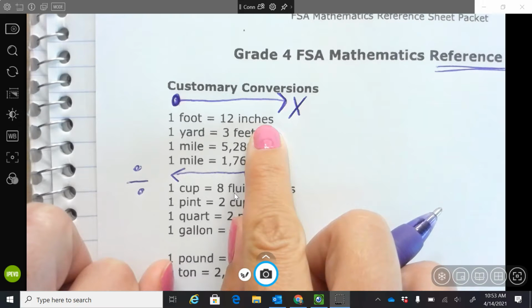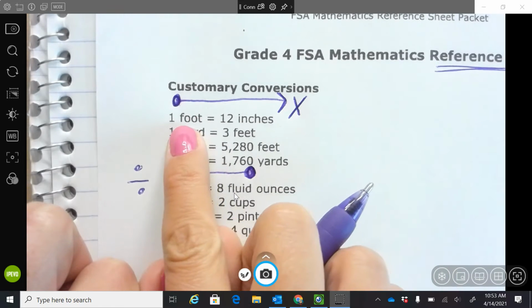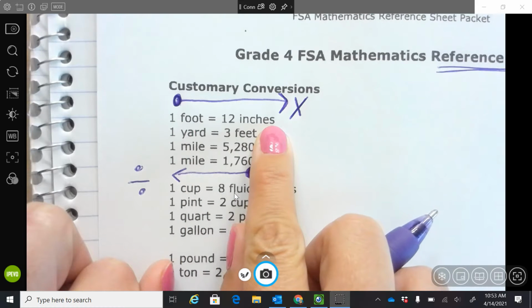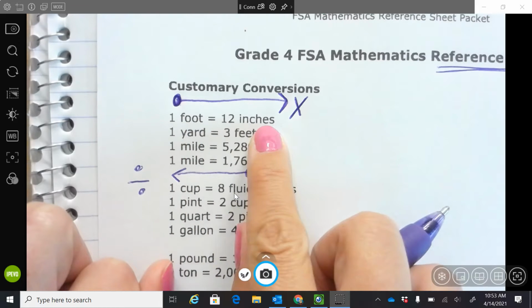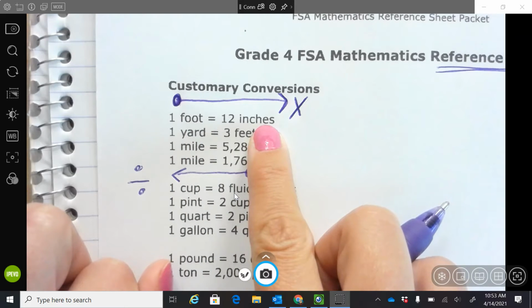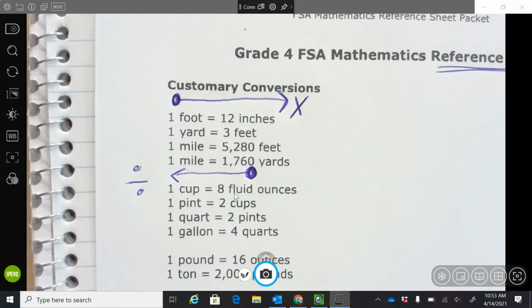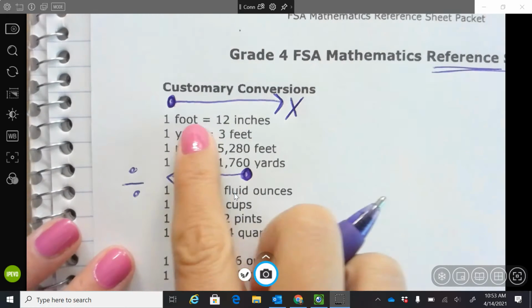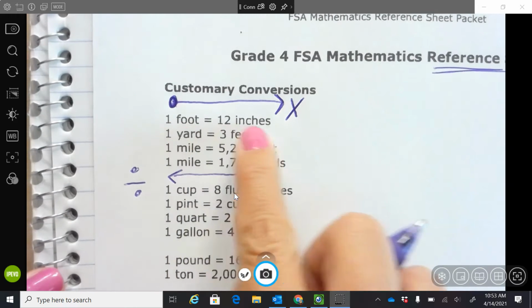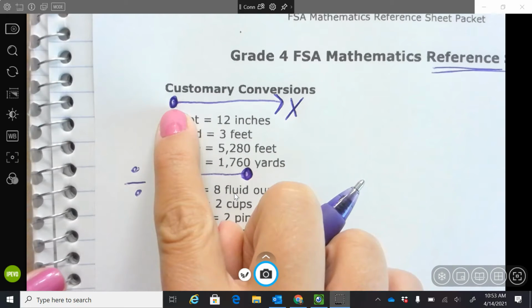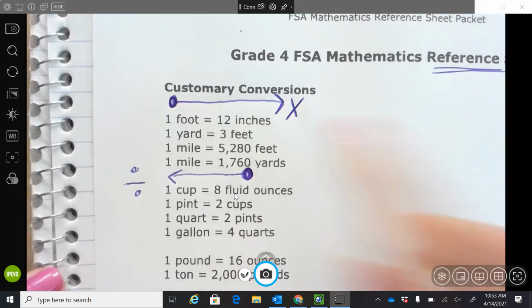Are we going to multiply or divide? We're going from feet to inches. We're starting here, and we're going this way. Multiply. Okay? You're going from feet, which is bigger, to inches, which is smaller. You're going to multiply. And if you look here, you're starting at feet and you're going to inches. So this is our start point, the dot, and you go this way, you're going to multiply.